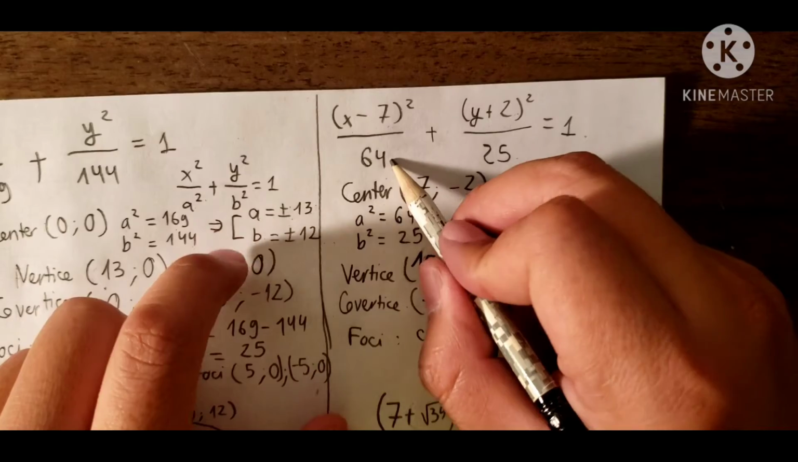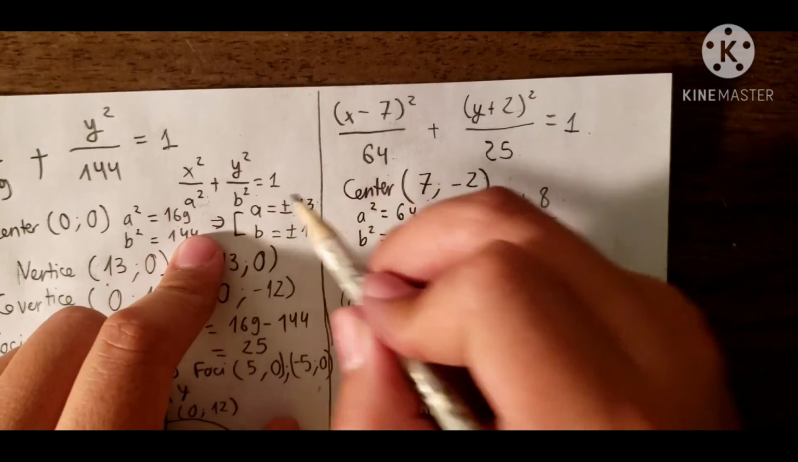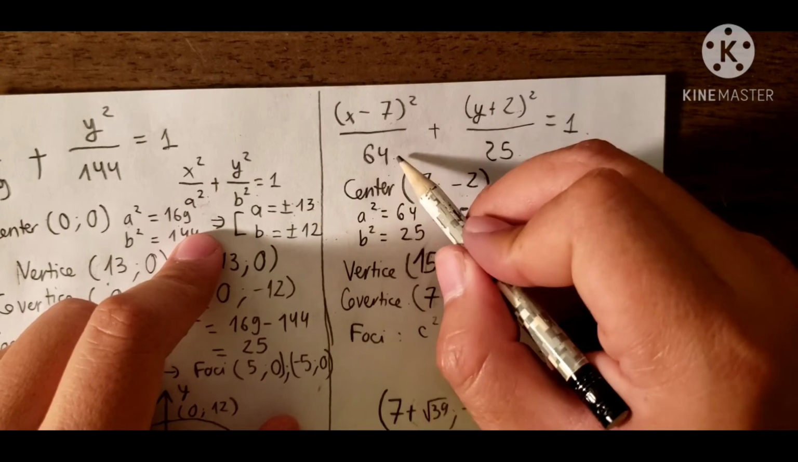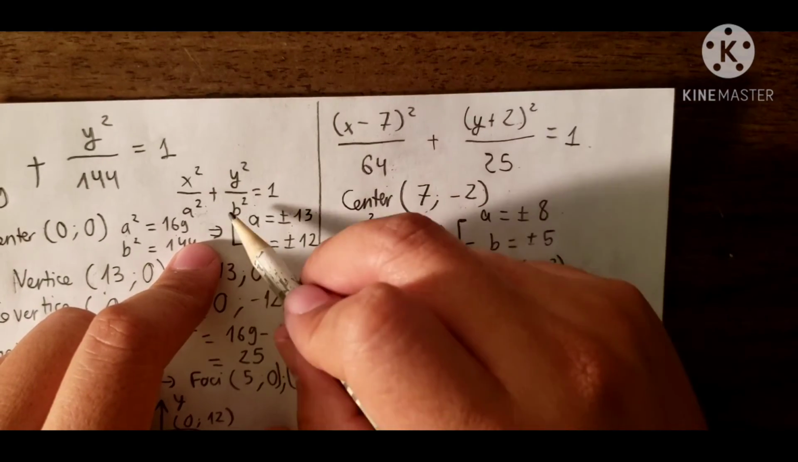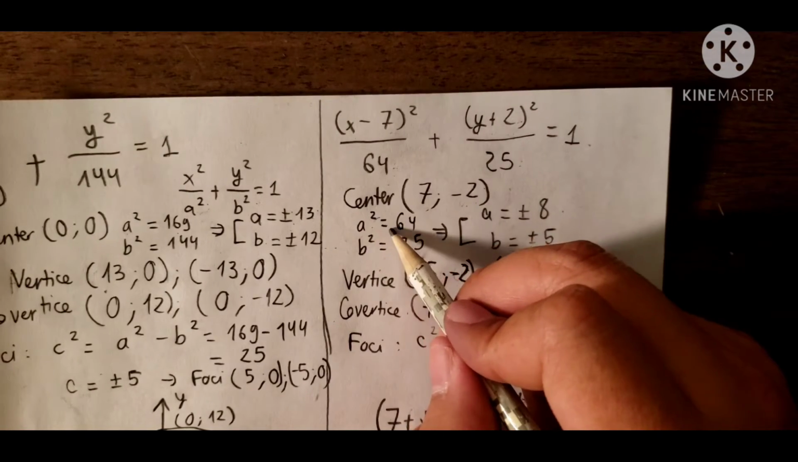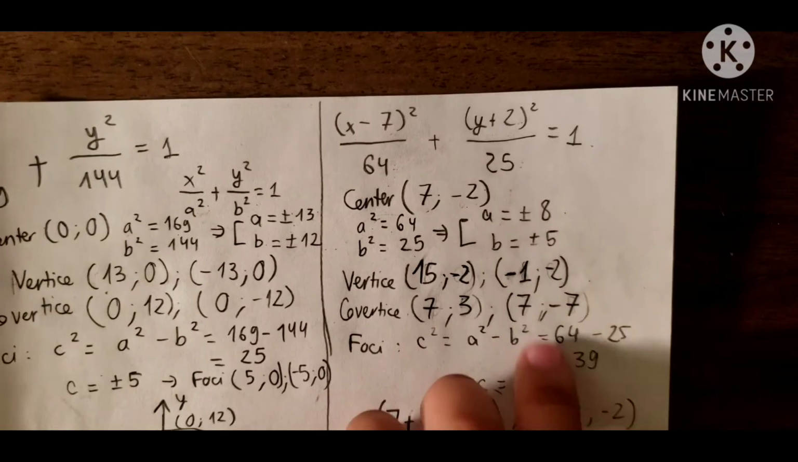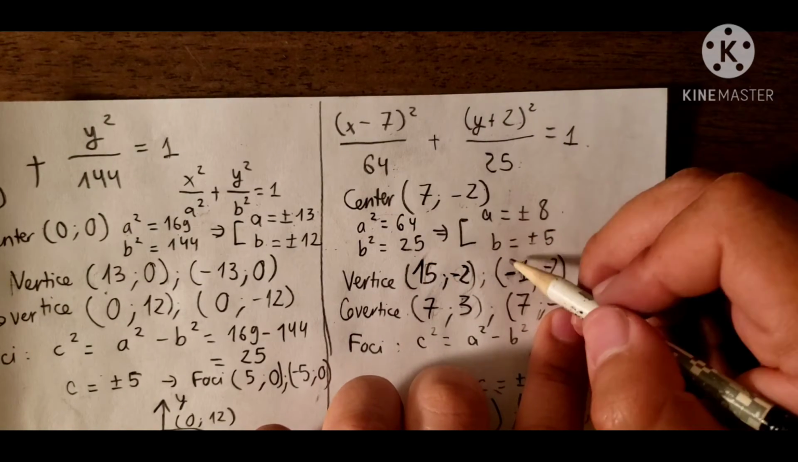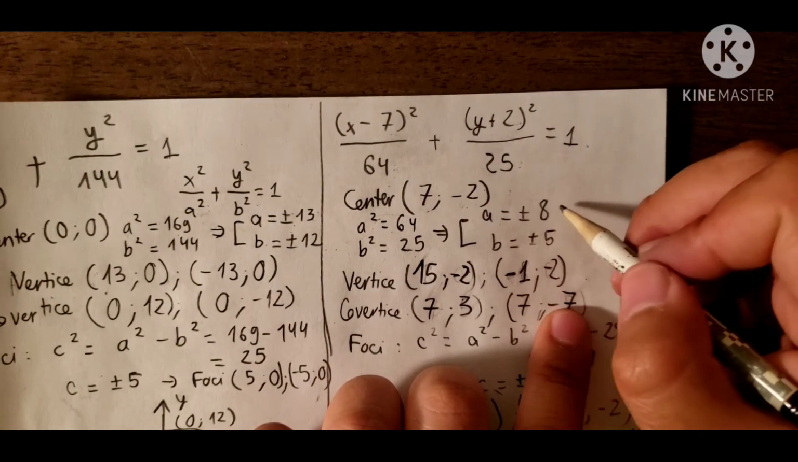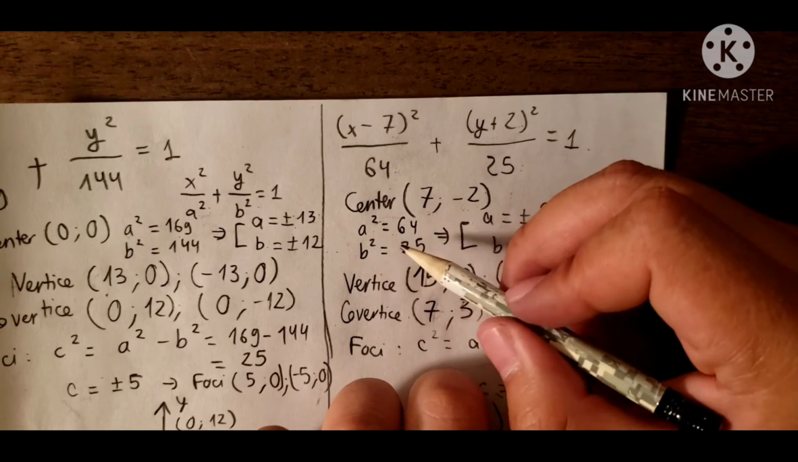And in this one, we follow this formula a power 2, b power 2, so that a power 2 in here is about 64, b power 2 is about 25, so that we got a power 2 equal to 64, b power 2 equal to 25. And we have a is about positive negative 8, b is about positive negative 5, because we do the square root on both sides.